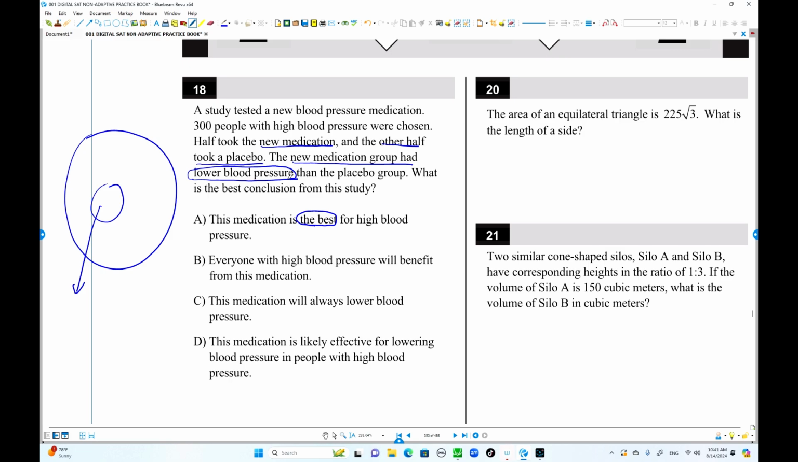Okay, we can't. The second one is "will benefit from medication." Everyone? No, it depends on the number. This is wrong, right? For some people it's not working. Okay. The next one, this is no. The next one over here, "likely effective." We can guess this one. This is the best, right? It applies the sample result to the population. Okay, so that's the choice.